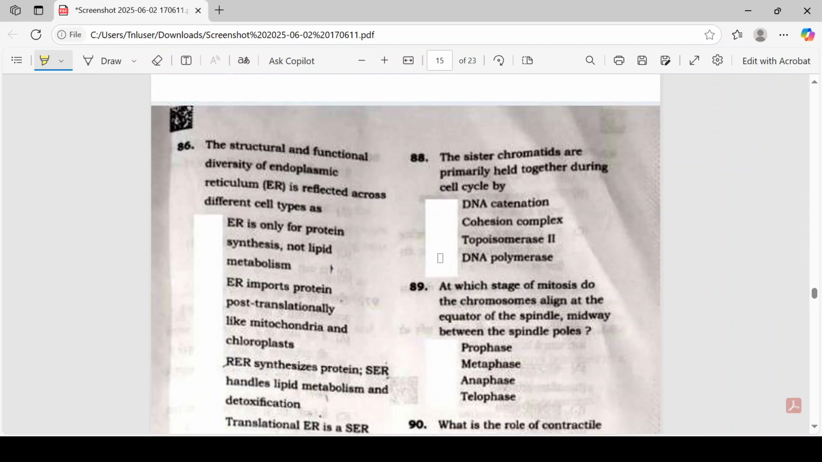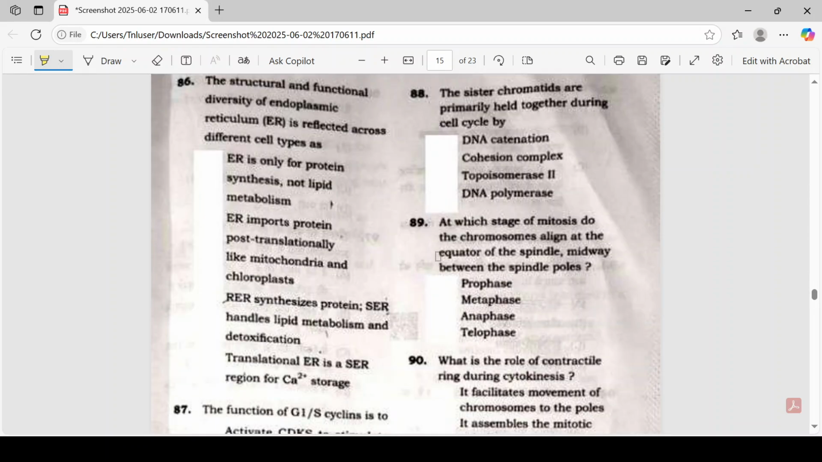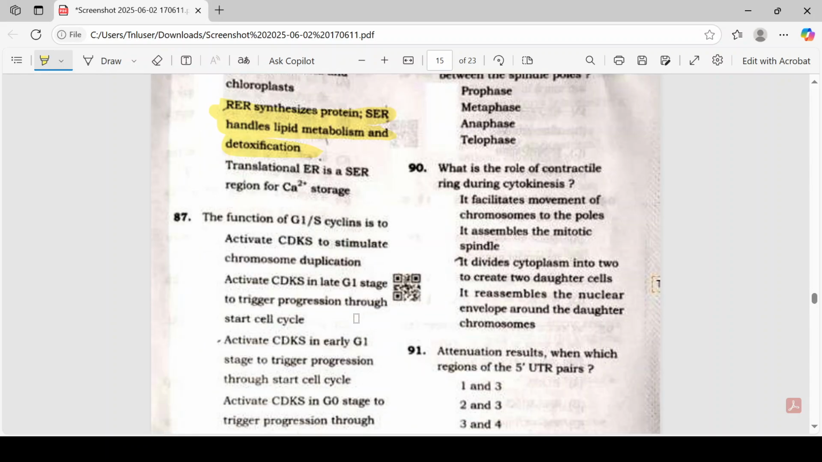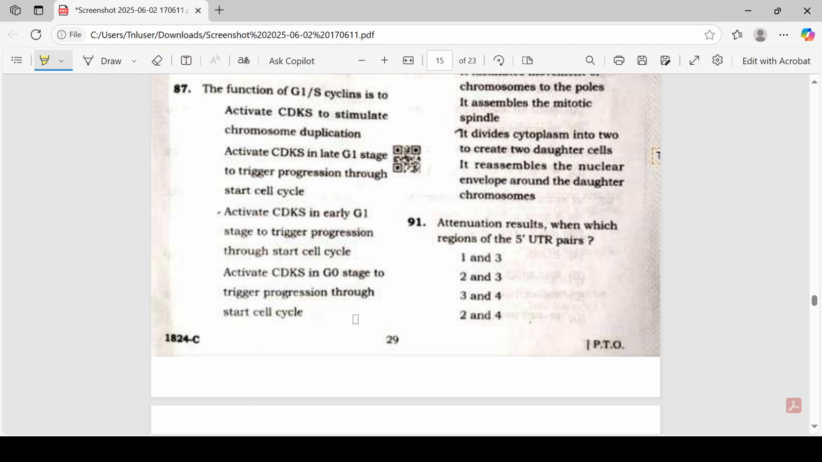Question number 86, the structural and functional diversity of endoplasmic reticulum is reflected across different cell types as. So the correct answer for this will be RER synthesizes protein, SER handles lipid metabolism and detoxification. So yeah, the correct answer to this will be option number C.